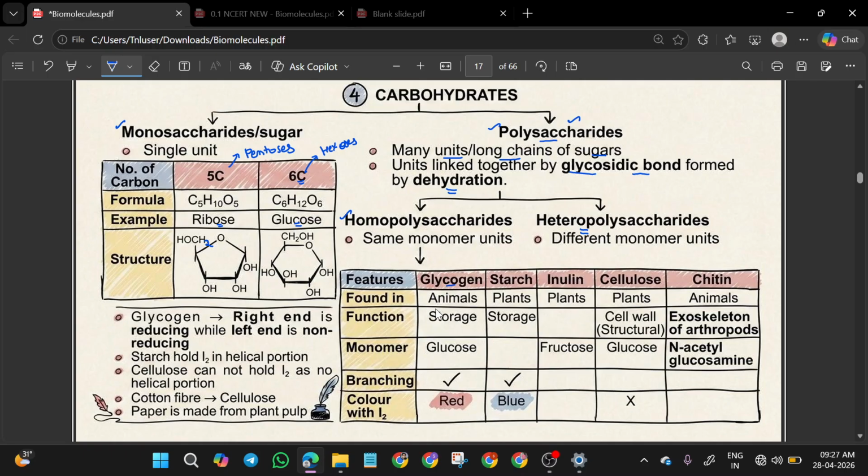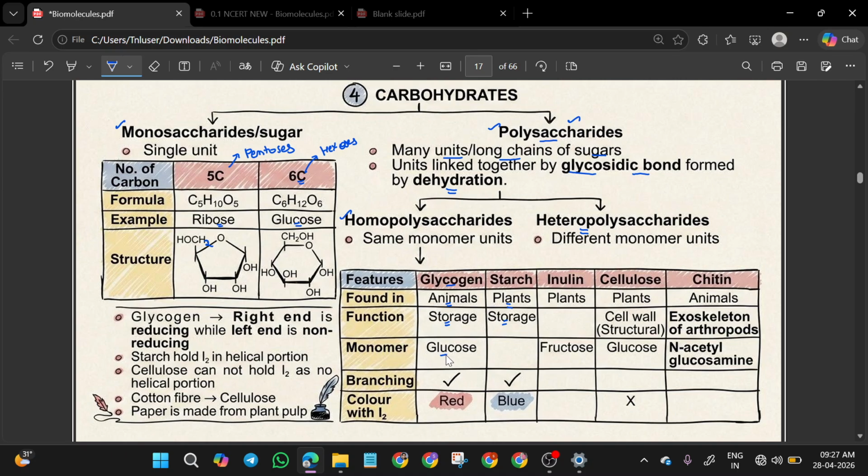Glycogen is a storage polysaccharide in animals. Starch is a storage polysaccharide in plants. In some plants, inulin will be present. That is also almost storage only, but not in all plants. Then the cell wall: a structural polysaccharide in plants is cellulose. And the exoskeleton of arthropods is chitin.